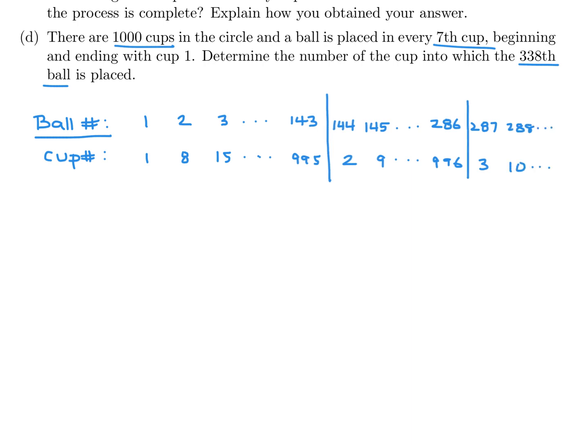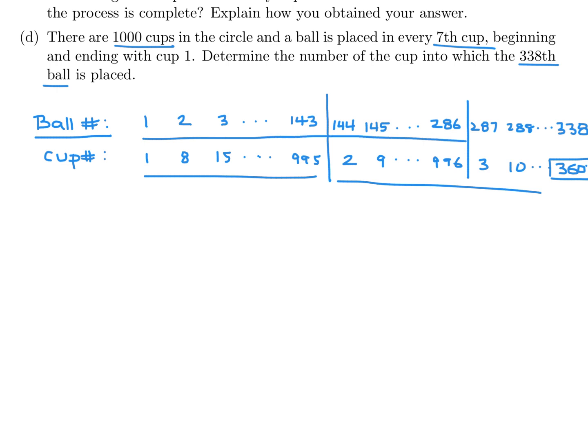And then you just keep adding 7s, and then eventually you would get to the 360th, which would correspond with the 338th ball. And this is the number that they're looking for. So I think that's it. Just a basic extrapolation by adding 7s along here. And this just keeps going up by 1 each time because the ball number is just increasing. And I think that's it.